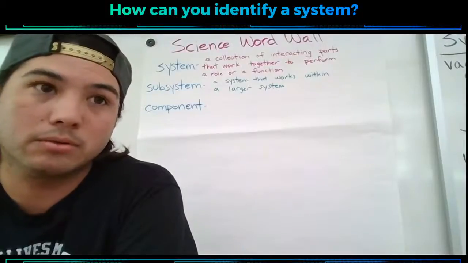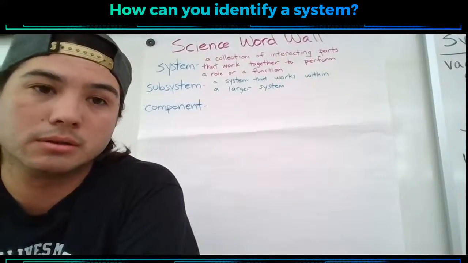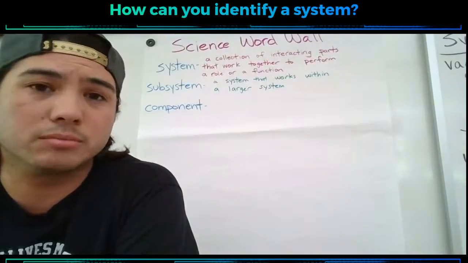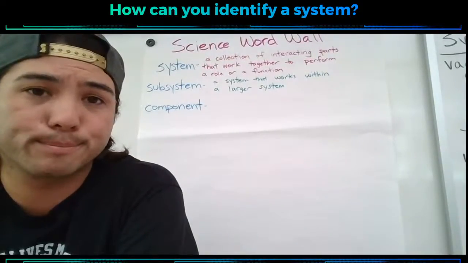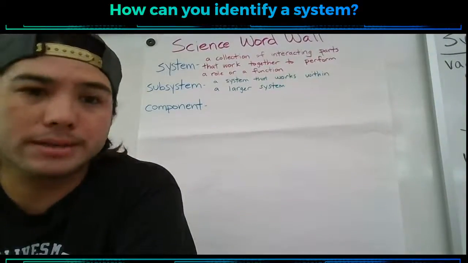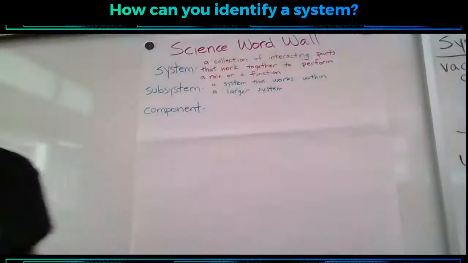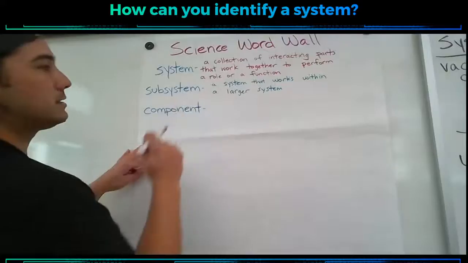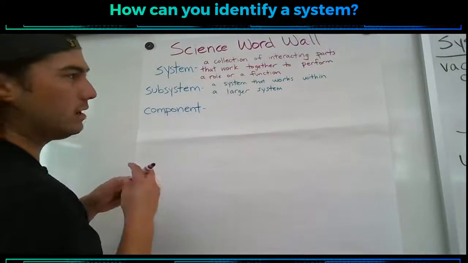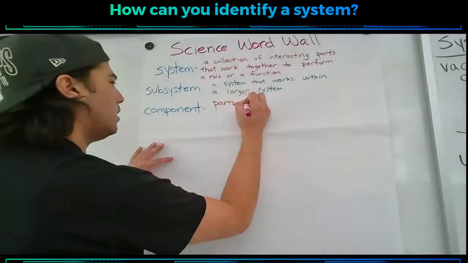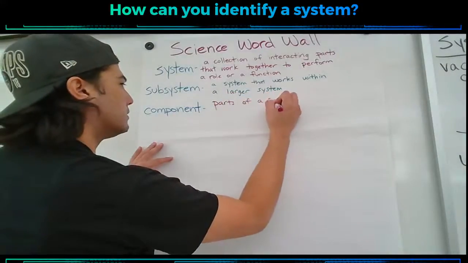Okay? Without those train cars, it'd just be people running on tracks, and that's a whole different system altogether. That's called sidewalk, right? So the big takeaways here, okay, this idea of a system being that collection of interacting parts, subsystem being a system that works within a larger system, and then our component being parts of a system.